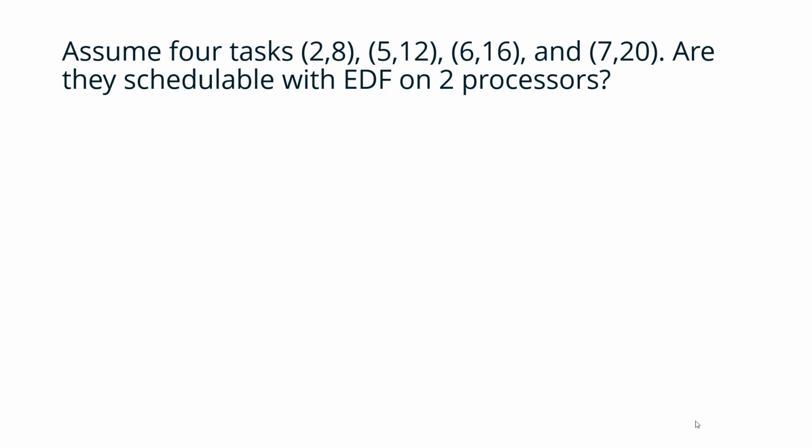Assume 4 tasks, 2/8, 5/12, 6/16, and 7/20. Are they schedulable with EDF on 2 processors? Oh, by the way, remember too that these execution times are worst case execution times. So in practice, your actual execution time may be less, but you have to make guarantees based on the worst case execution time. Okay, and we talked about how to calculate worst case execution time.